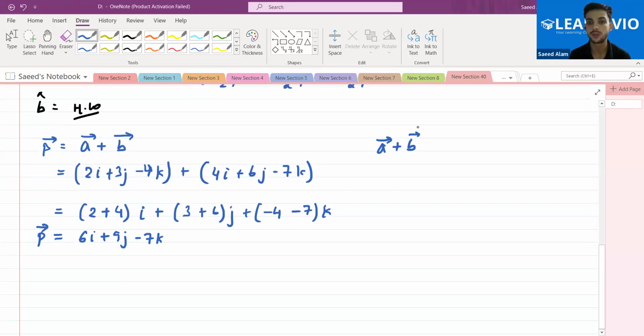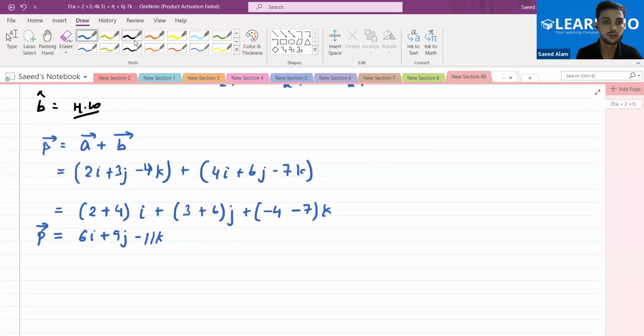So what you simply have to do, first of all, is find out this sum. After finding this sum, will you end up with this result? Yes or no? Yes, so it's minus 11k. Okay, it's minus 11.